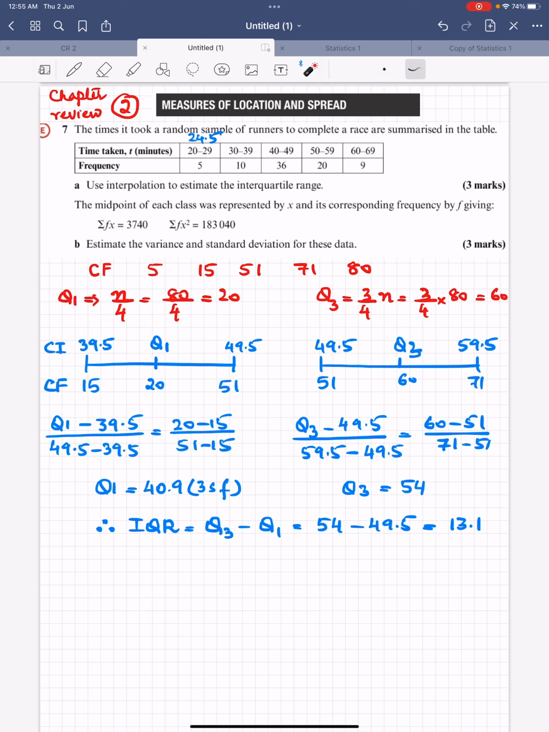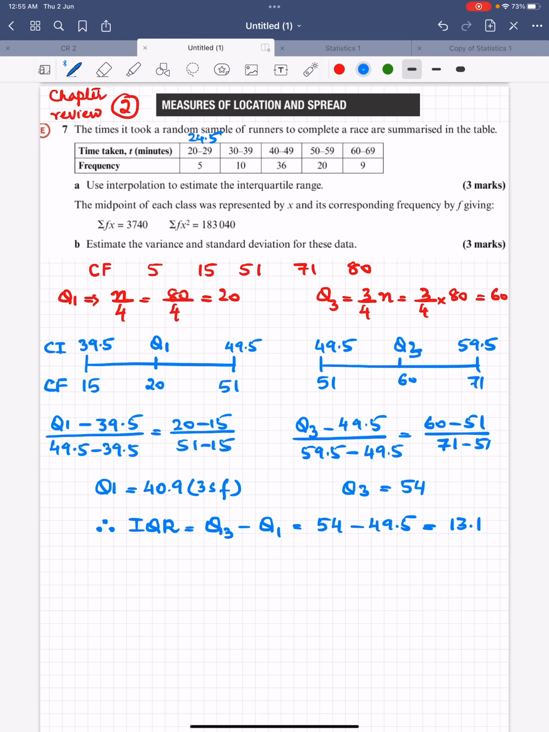So for sigma fx, we do 24.5 times 5. And then we find the next midpoint, and we multiply it by 10. So on and so forth, that gives us sigma fx. For sigma fx squared, we square this value and multiply it by 5. Then we square the next midpoint value and multiply it by 10 and keep on adding. So now we need to find the estimate of the variance and standard deviation.